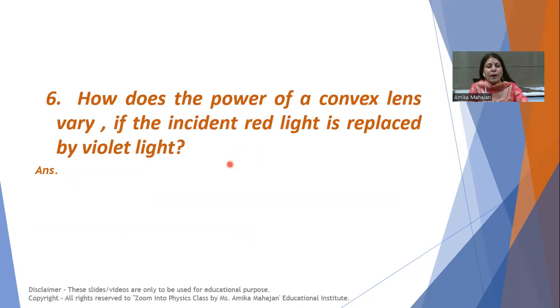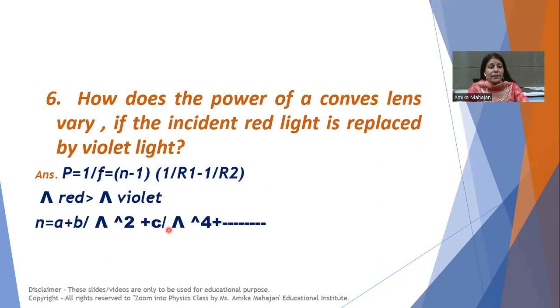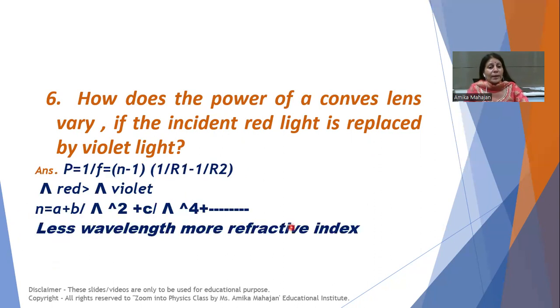How does the power of convex lens vary if the incident red light is replaced by violet light? Power is given by (n-1) into (1/r1 - 1/r2). n is the refractive index. And wavelength for violet color is less as compared to the red light. So this wavelength is also related to refractive index n by Cauchy relation: a + b/λ² + c/λ⁴ and so on. So what happens? If wavelength is less, more will be refractive index. So violet color has less wavelength as compared to red. So refractive index of violet color will be more as compared to red color.